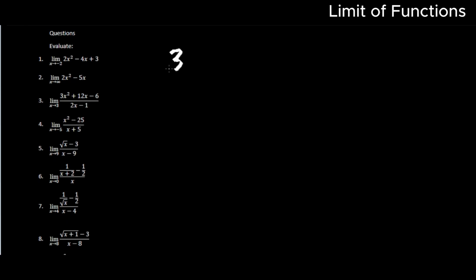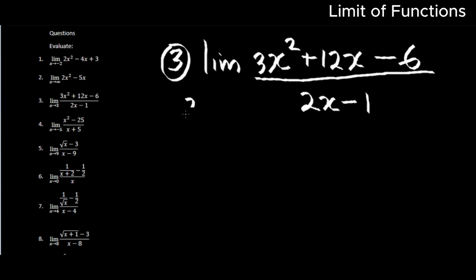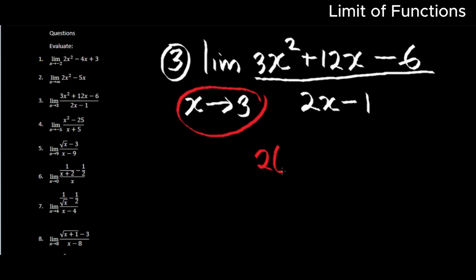So question 3: I have the limit of 3x squared plus 12x minus 6 all over 2x minus 1 as x tends to 3. Now, anytime you are solving a rational function, the first thing you do is to check if the denominator is going to give you 0 when you substitute in the value of x as given here. So I'm going to verify if I put 3 in place of x at the denominator, will it be 0?